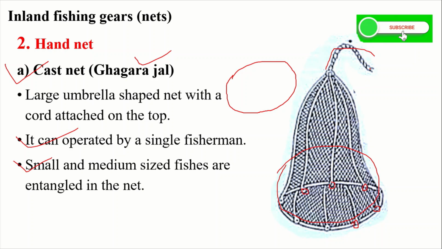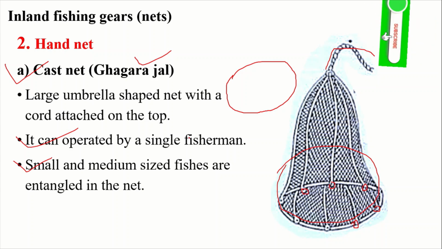The net sinks and the mouth is closed. Whenever this net sinks and the mouth is closed, the small and medium sized fishes are caught by this method. So this is one type of cast net, which is also called ghagra jal, and is a type of hand net which can be operated by the fishermen.